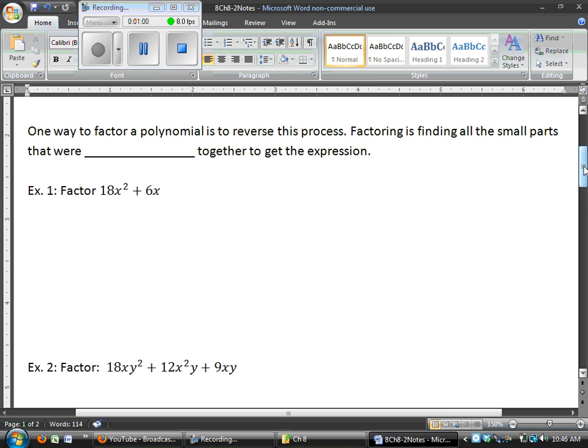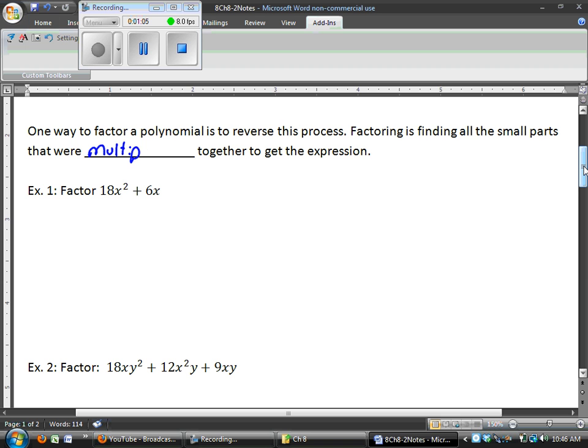Right? Factoring is finding all the small parts that were multiplied together to get the expression. Okay? So all those little things, the 2 times 3 times 3 times 5 times 7, whatever it is, all those little parts get multiplied together. We want to find all of those. Okay? So if I start with 18x squared plus 6x, we need to find the GCF of 18x squared and 6x. Okay. Now, some of you are not going to have to do this factor tree. That's fine, but we're going to go ahead and do it for the first couple anyways.